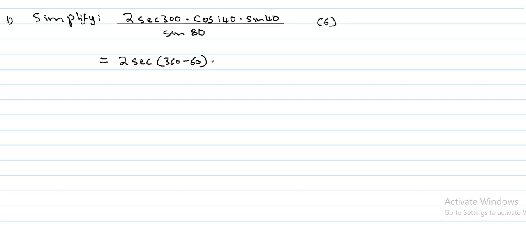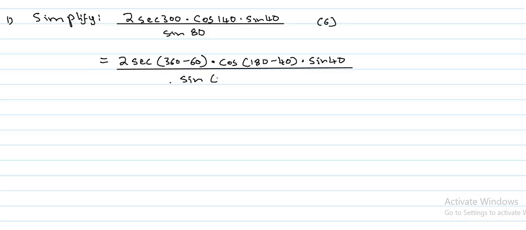Multiply by 140, which can be expressed in terms of the smallest angle, 40. So this will be the cos of 180 minus 40. 180 minus 40 is the same as 140. Multiply by the sine of 40, all divided by the sine of 80, which is the same as sine of 40 plus 40.